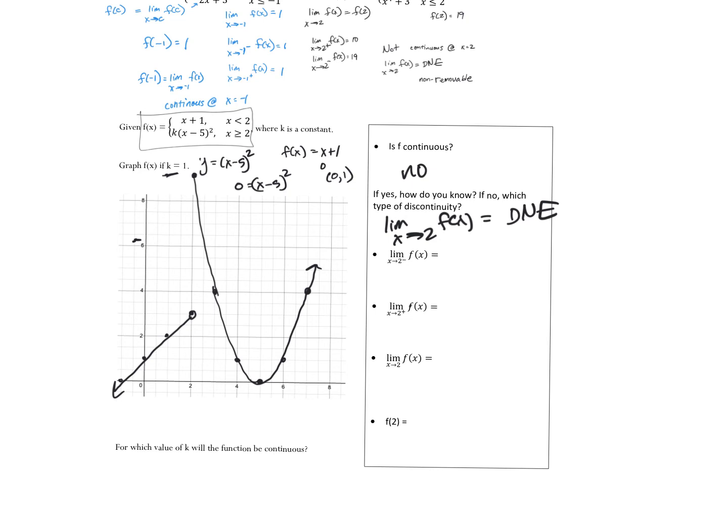What's the limit as we approach 2 from the left? Three. And as we approach 2 from the right? So overall, that limit does not exist. What about f of 2? What's f of 2? 9. That's this point. Oh, I should do it this way to color code this. That's 9. Okay.